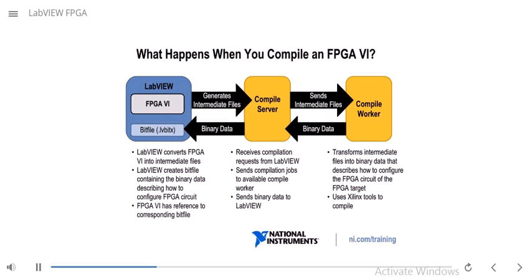Once that binary data is sent back to LabVIEW, LabVIEW will create a bit file, which is a .lvbitx file, and that bit file contains the binary data that describes exactly how to configure that FPGA circuit to implement your logic. The FPGA VI will now also have a reference to that corresponding bit file, and that bit file will get downloaded to the FPGA and will reconfigure that FPGA to execute the logic that you defined in your FPGA VI.